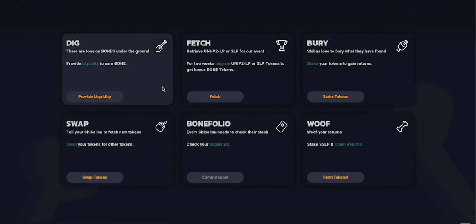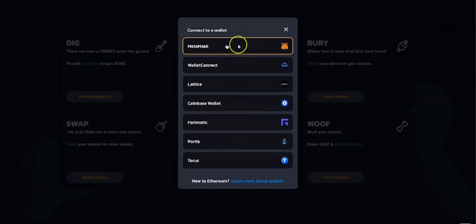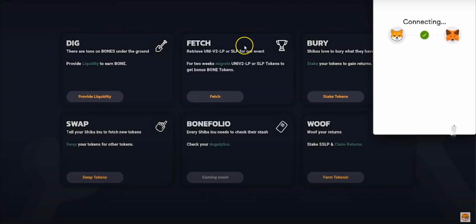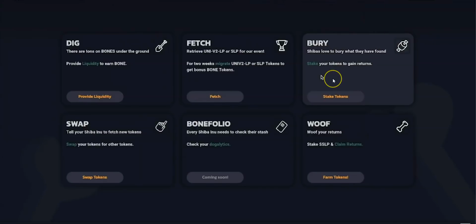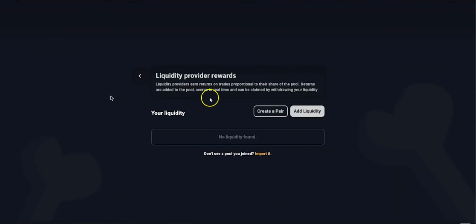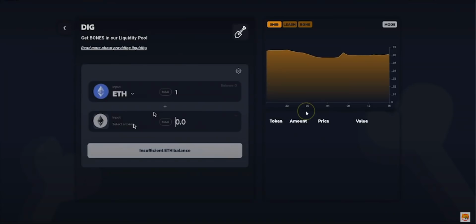When you collect your wallet, you'll be able to click connect your wallet, then you get access to these wallets. Currently MetaMask and Coinbase wallet are the ones which are active. So if you can connect your Coinbase, your MetaMask, for example, and then it'll say connecting. Then after that happens, you'll be in. And then if you click, I think dig, you can provide liquidity. You can either create a pair, as I said, or you can add liquidity.